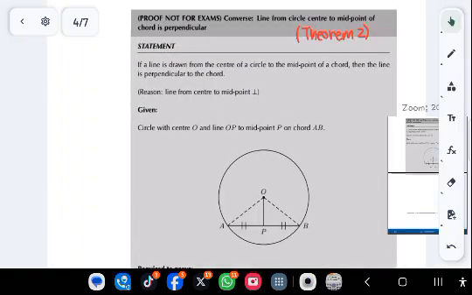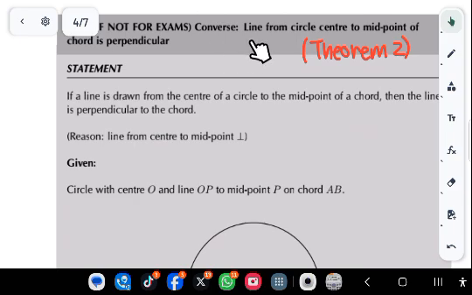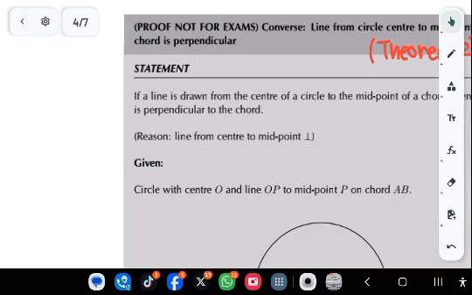Number 2 in the series of the trio is the converse. A converse is a reverse of a theorem. Now, if you want me to do another video explaining what exactly these words mean and how you can generalize it in theorems in general, I can do that so you understand how theorems are proven.